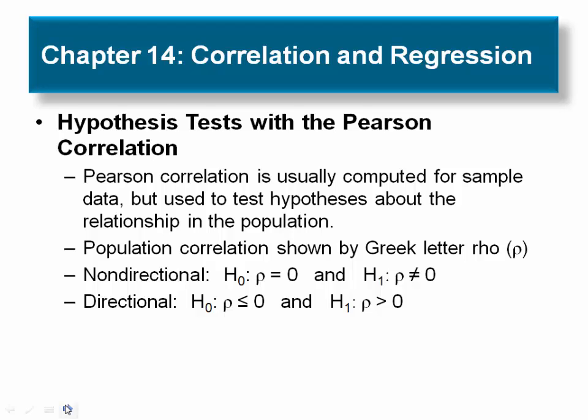When there is a specific prediction about the direction of the correlation, it is possible to do a directional or one-tailed test. For example, if a researcher is predicting a positive relationship, the hypothesis would be that the population correlation would be greater than 0.